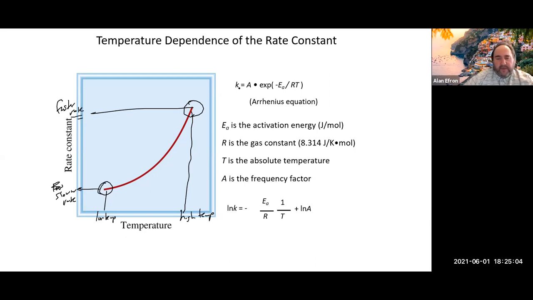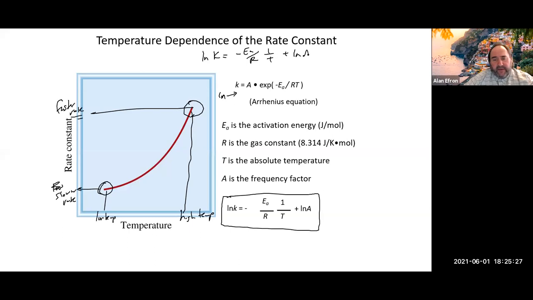And more commonly, when we look at the Arrhenius equation, we actually take the natural log of this, and we end up with this one here, which is really the graphical version of the Arrhenius equation. And that again is the natural log of k equals minus Ea over R times 1 over the temperature in Kelvin, plus the natural log of A. This is written in y equals mx plus b.